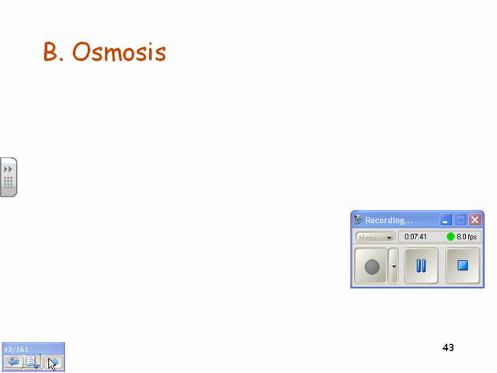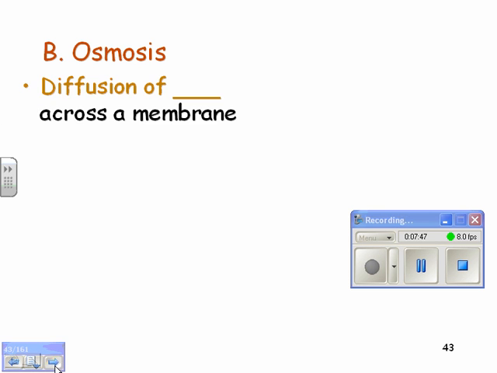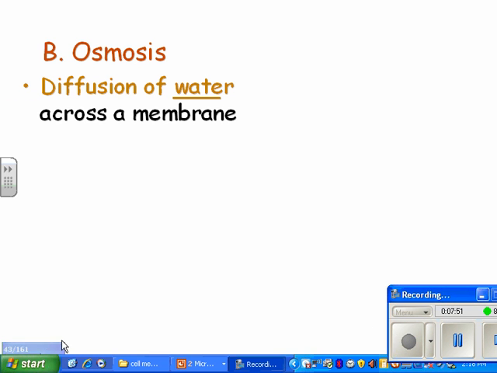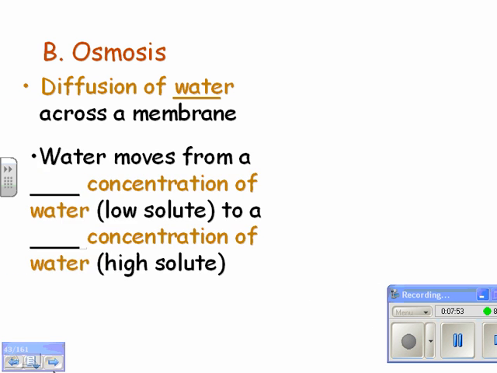Okay, osmosis. So osmosis sounds straightforward enough, but it's actually really hard to think through. Osmosis is just the diffusion of water across a membrane, and so that sounds really easy until you start looking at it. So water moves from an area of, you guessed it, high concentration of water to a low concentration of water. Here's the confusing thing. When you have high water concentration, you have low solute. And when you have low water, you have high solute.